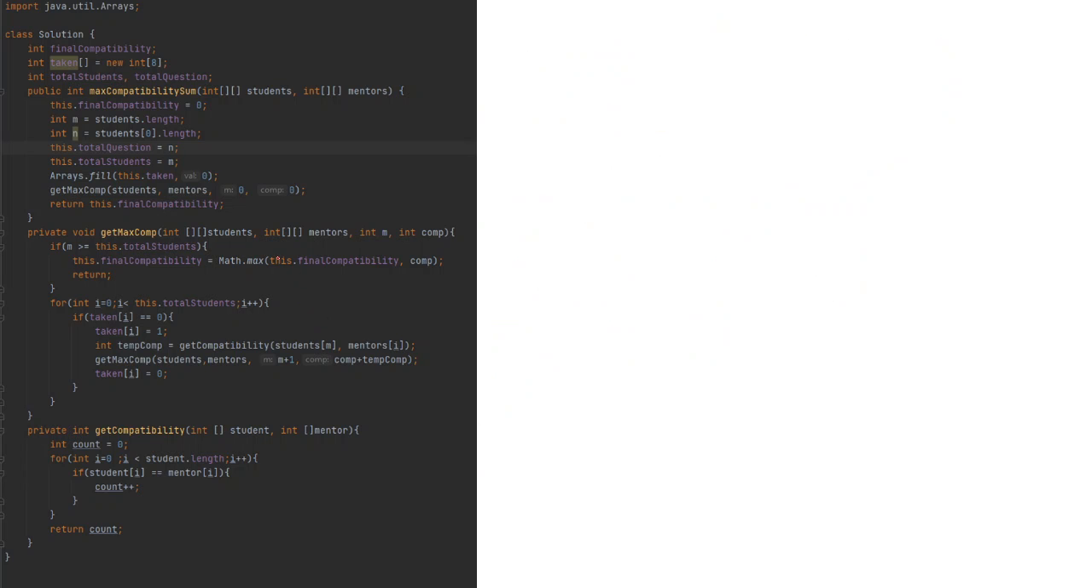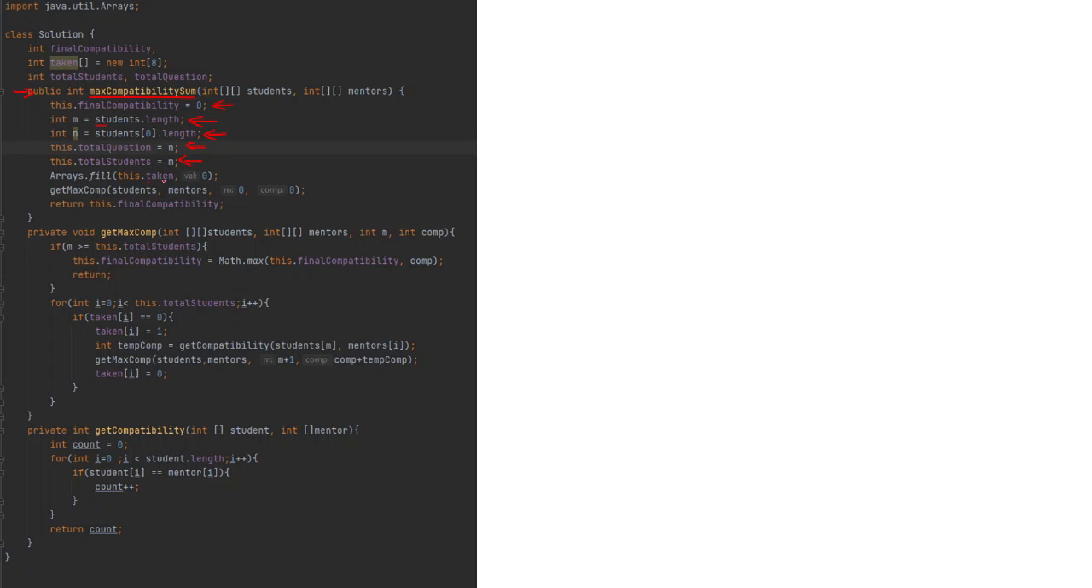So let's see here. This is not the main method, but the actual method that will be called by the question. This is maximum compatibility. What we have done is create the final compatibility, which will store the final answer. We have taken the number of students as m and the number of questions as n. Total questions, total answers, and all the students are here.